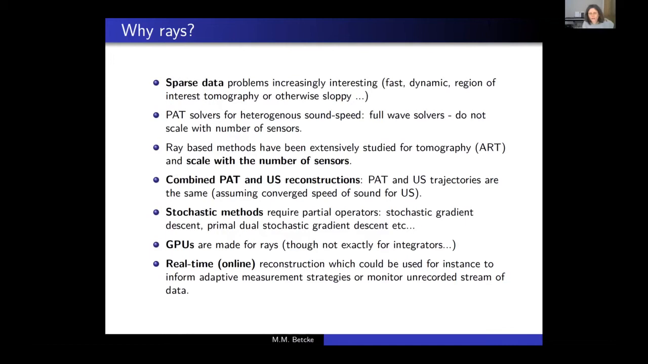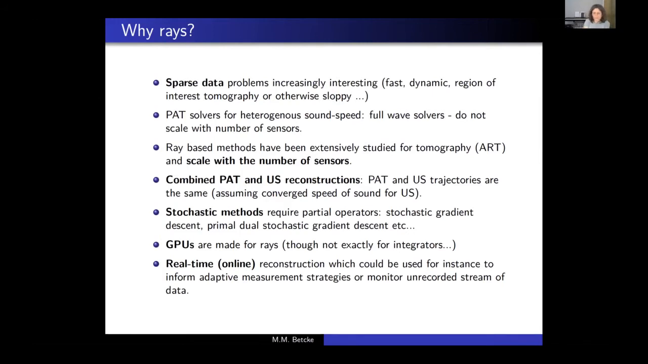Okay, so why rays for acoustics? When you think of photoacoustics, you usually think of full wave inversion, and there are good reasons to do this, but there are also good reasons to think about rays. The first reason is that you have sparse data. Full wave solvers cannot take advantage of that, and sparse data are becoming more and more ubiquitous in various applications.